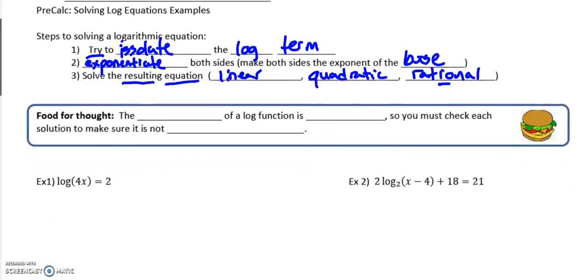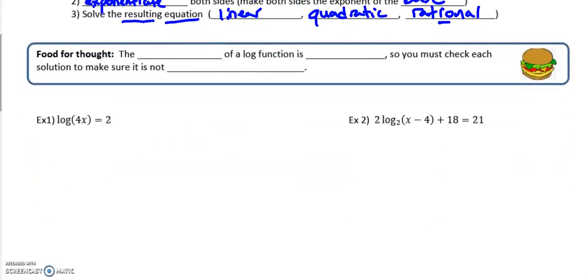So looking at our first example, log of 4x equals 2. First step is isolate, which I'm done. Second step, I need to realize, I'm going to rewrite it as log base 10 of 4x equals 2. This is where I need to exponentiate. So what I'm going to do is make each side a power of the base, which was 10. So I'm going to make it 10 to the log base 10 of 4x equals 10 to the 2. Oh, try to make that go away.